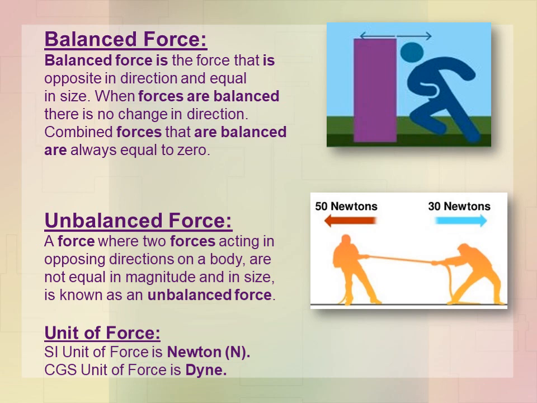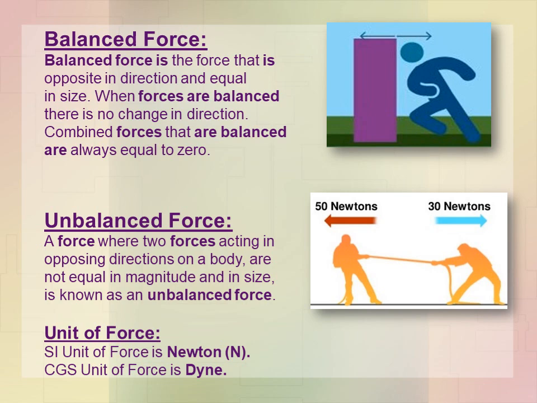Now we see the last one, that is an unbalanced force. A force where two forces acting in opposing directions on a body are not equal in magnitude or size is known as unbalanced force.